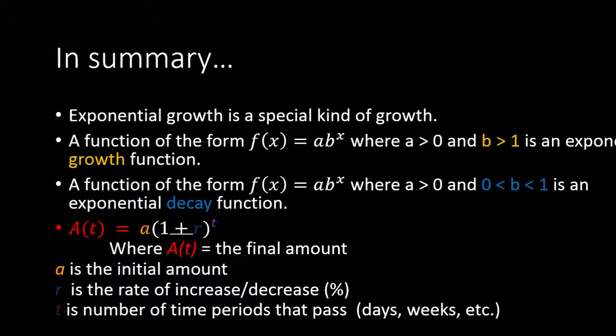Alright, so that's it for today. In summary, remember that exponential growth is a special kind of growth that's very different from linear or constant growth. Remember that a function of the form f of x equals a b to the x is going to be growing if b is greater than 1 or decaying if b is between 0 and 1. Also remember our growth and decay formula, our model, A of t equals a times the quantity of 1 plus or minus r to the t.